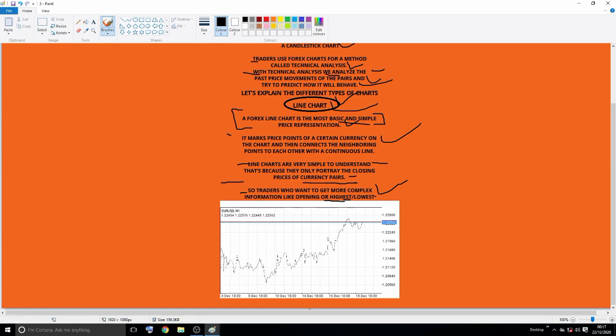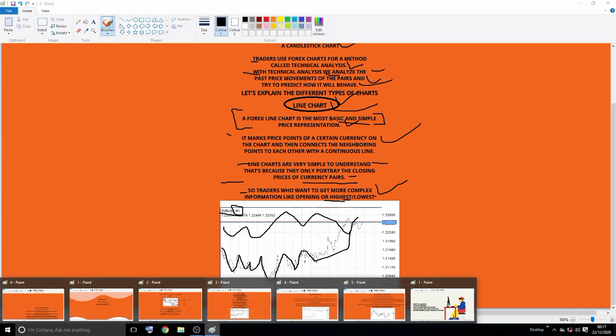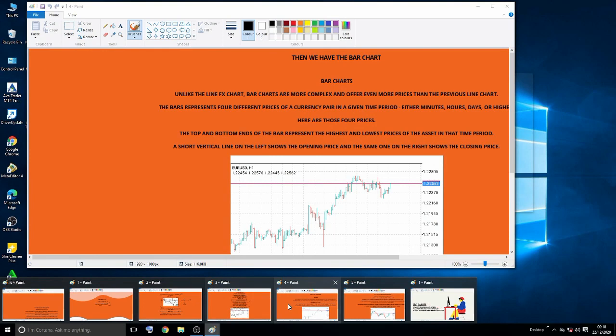So basically a line chart is just a line moving like this, showing you that the price went high, it went down, it went high, it went down. As you can see here, this is a line chart of Euro USD on a 1 hour scale. You can see that the price was just going down, it went up, it came back, it went a bit up, now it's just pushing up. So it's just one line. That's why it's called a line chart. So let's continue and explore these other forms of chart.